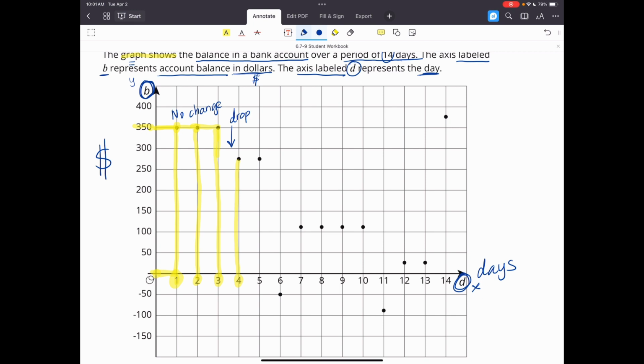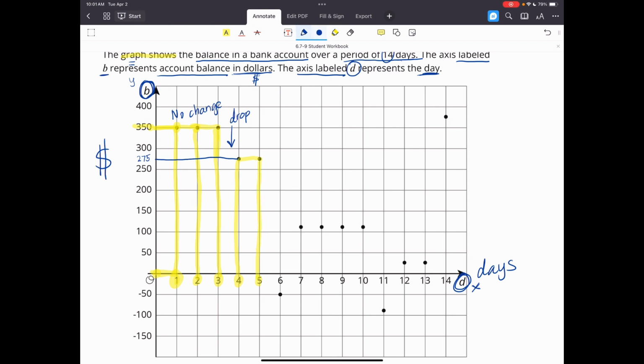And how much money did I take? Well, if I track it over, we have to estimate this because it's right in the middle of 250 and 300. Right in the middle of 250 and 300 is 275 because 50 divided by 2 is 25, and we add that 25 onto the 250 to get 275. So we did have a drop in money. And then for day 5, it stayed the same.